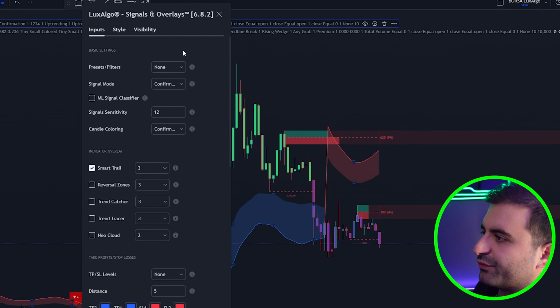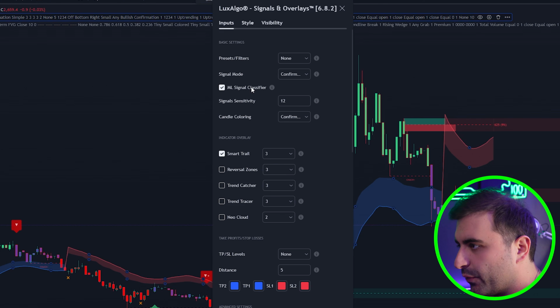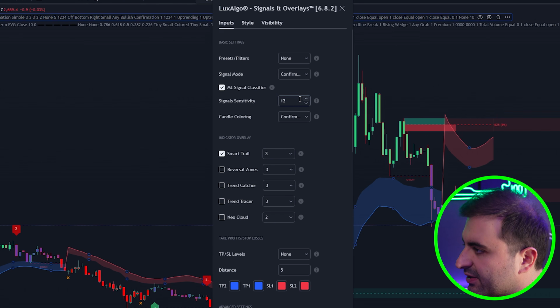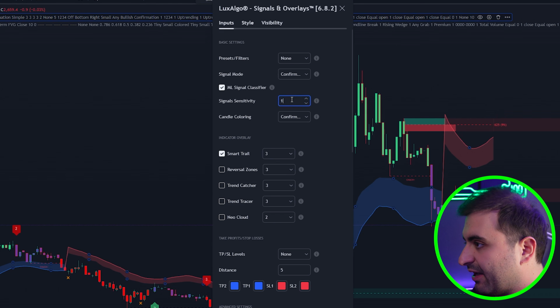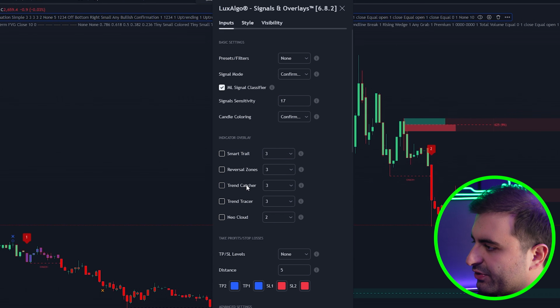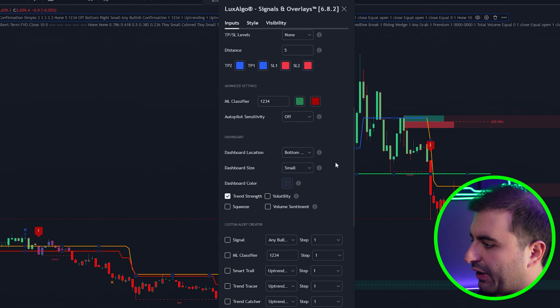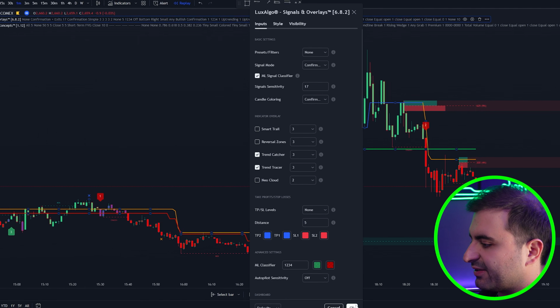We will be using those indicators to find the best scalping opportunities ever. So let's go to settings for the Signals and Overlays. This part is highly important. Enable your ML signal classifier, which means machine learning or AI, whatever you want to call it. For signal sensitivity, I found the best value between 15 and 17. Let's start with 17. We're not going to be using Smart Trail, but we will be using Trend Catcher and Trend Tracer. So we will go down and check if we forgot anything. No, everything is very simple and clear. Just hit the OK button.